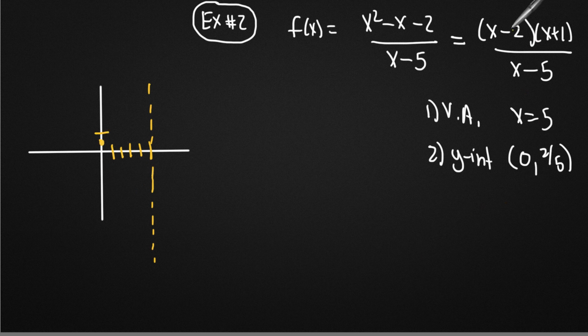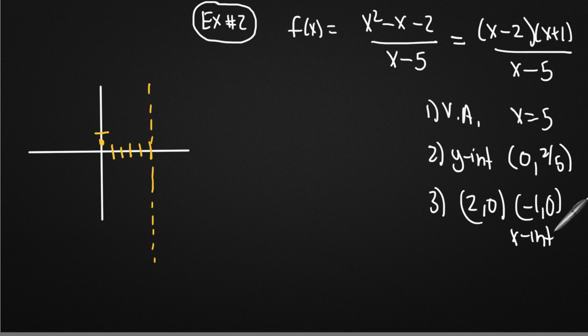And then we're going to set our numerator equal to 0 to get our x-intercepts. So that's going to give us 2, 0 and -1, 0. These are our x-intercepts. So let's go ahead and put those on our graph. So 2, 0 is going to be here, and -1, 0 is going to be right there. All right, and now the last thing we have to do is find this new thing called the slanted asymptote.